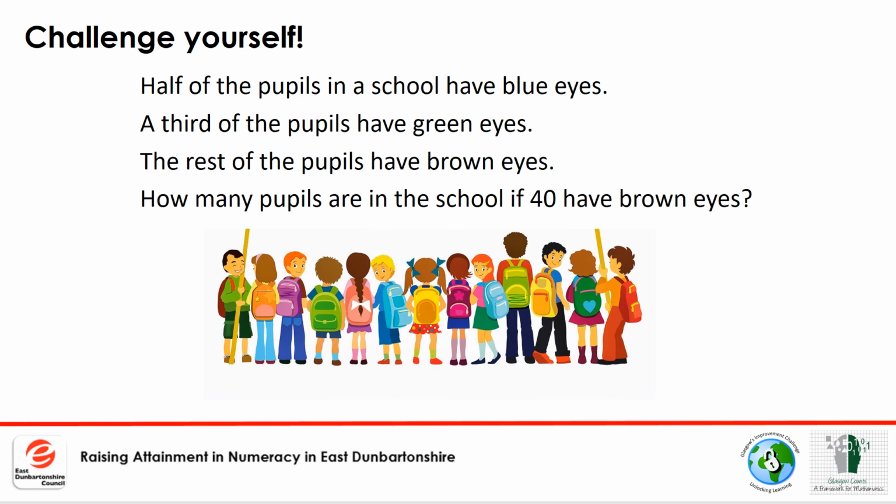It's time to challenge yourself now, right? Now, when you do this with the tiles, start thinking about how would you normally do that, right? If you didn't have tiles, if you were just using an abstract number system. So half of the pupils in a school have blue eyes, 1/3 of the pupils have green eyes, the rest of the pupils have brown eyes. This just came from a very common textbook. Okay, how many pupils are in the school if 40 have brown eyes?